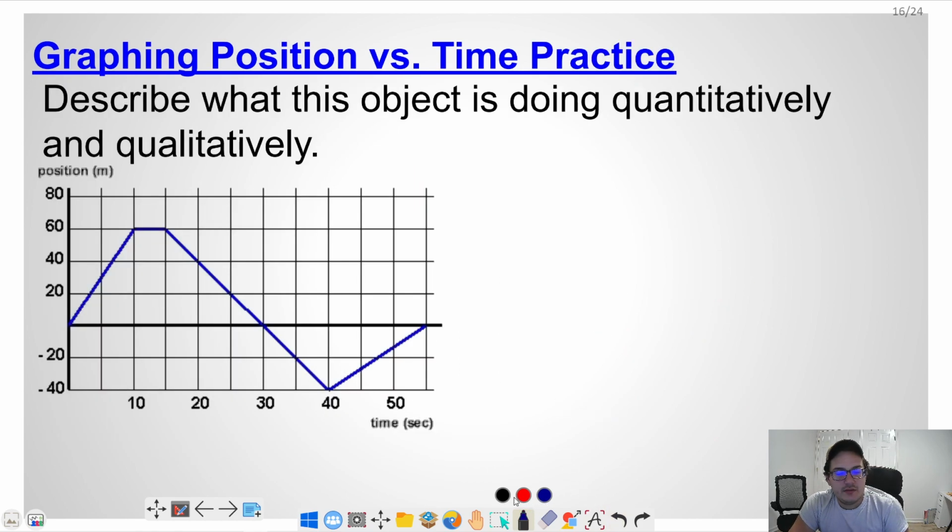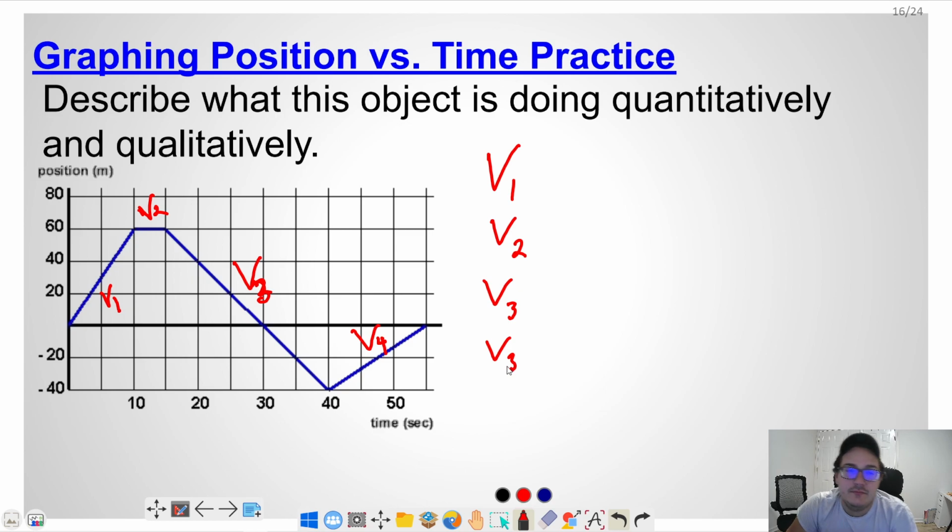I'm going to label these. This is velocity 1, this is velocity 2, we're going to call this big line velocity 3, and this last one velocity 4. I want you to pause the video and find these velocities on your own. Describe what they're doing quantitatively, meaning with numbers, find the speeds or velocities, and then qualitatively, what direction is the object going? Go ahead and pause the video and try these out on your own.